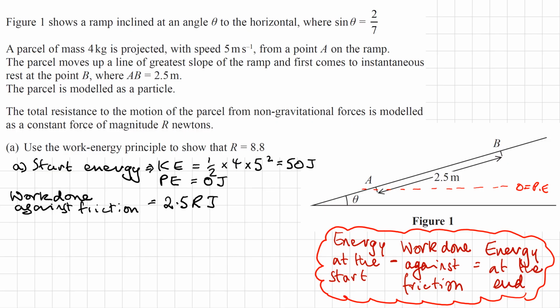And then I want to work out my end energy, or the energy at the end. So again, I want to look at kinetic energy and potential energy. Now it comes to rest up here, so the velocity is going to be 0, which means that half mv squared is going to be 0. So the kinetic energy is going to be 0. And then we'll look at the potential energy.